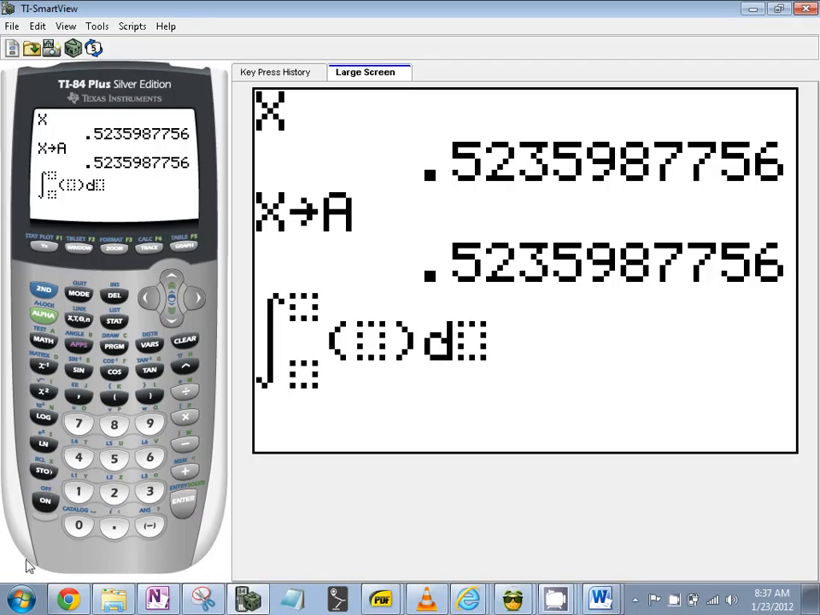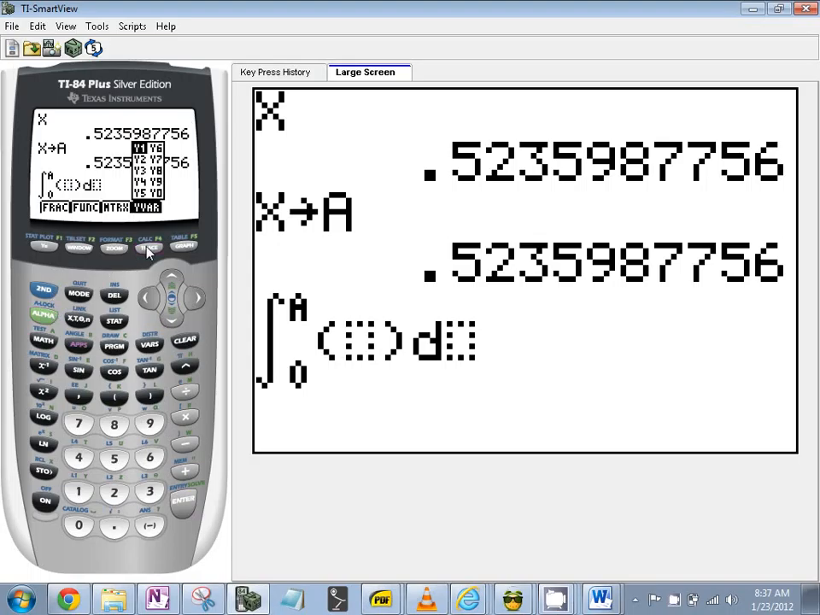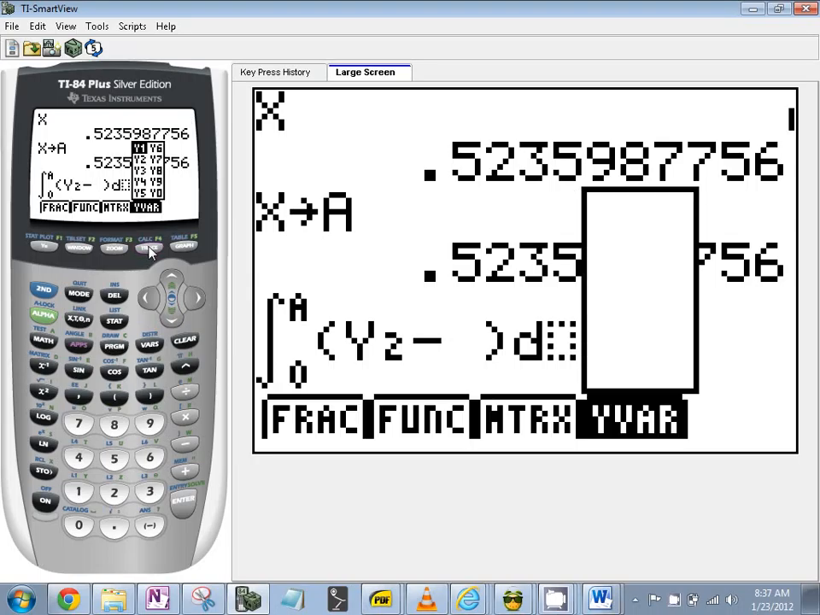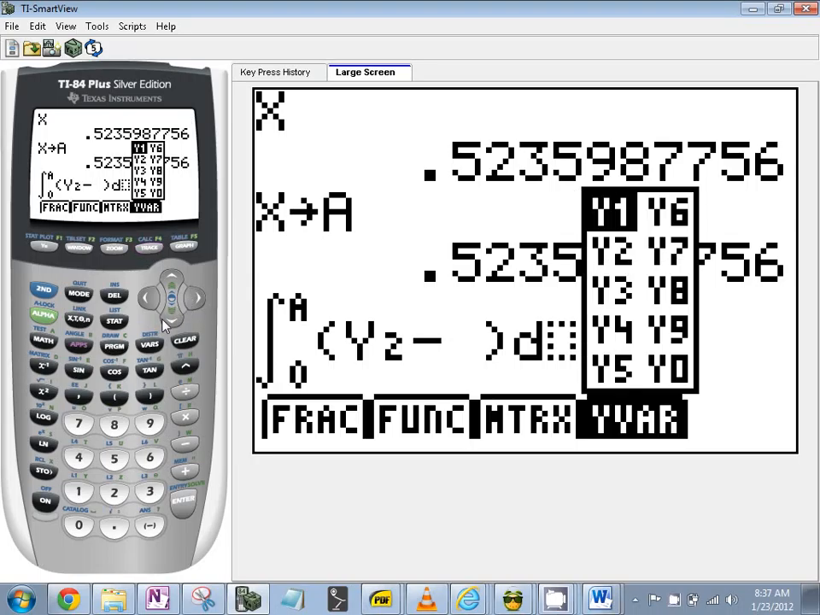It goes from 0 to what? You literally can write in A right here. And what was our upper function? Cosine, right? You can just do y2, exactly. So let's do that here. Is it pi over 6? It is. Okay, nice.